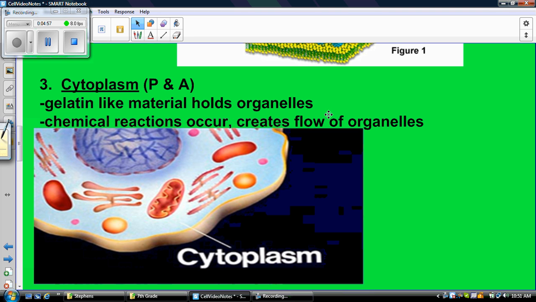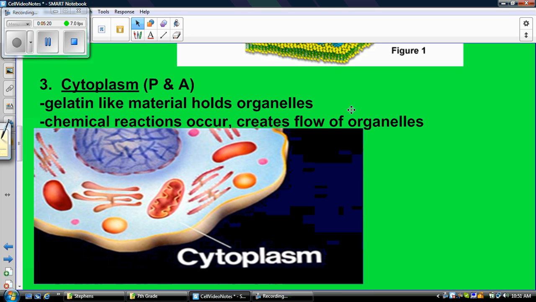Okay, it's also where some chemical reactions occur. So things like photosynthesis and cellular respiration, the chemical reactions that occur because of those are going to occur in the cytoplasm, and we will get into photosynthesis and respiration a little bit later. Okay, it also allows the organelles to flow around inside the cell. So it's going to create movement for the organelles.